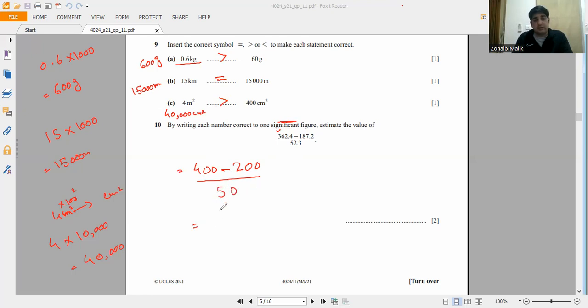दिस वुड बी 400 minus 200 is 200 divided by 50. So it means 5 4s are 20. 4 is the answer.